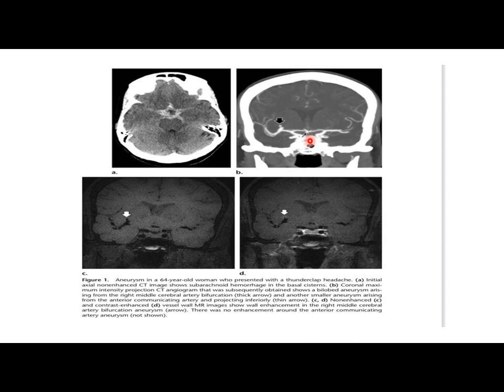MRA shows aneurysms in the middle cerebral artery and in the branch of the anterior cerebral artery, and the anterior communicating artery. This is the middle cerebral artery. In this non-enhanced MR image, we see a saccular middle cerebral artery aneurysm, and post-contrast, it shows enhancement. But the anterior communicating artery aneurysm does not show enhancement in this case. The enhancement pattern is known to be present in the ruptured or impending-bleeding type of aneurysm. Not all aneurysms show enhancement, only the ruptured or leaking ones show enhancement on MRA.